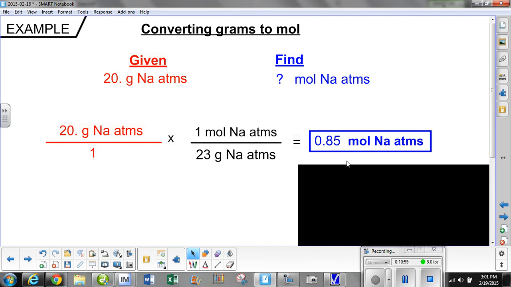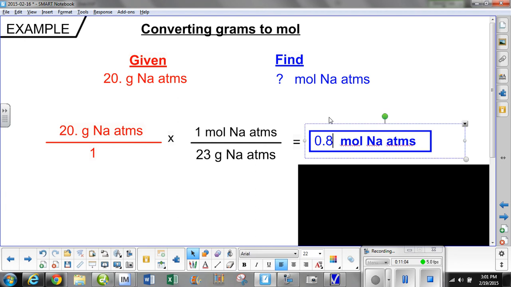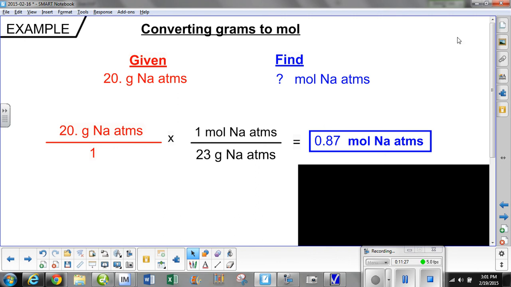It's 0.87. But it reads 0.869 and then more numbers. So I just look at the number after the 6. I go next door and I look at that, and that's a number that's bigger than 5. So that's why this guy gets changed to a 7. Okay, any questions?